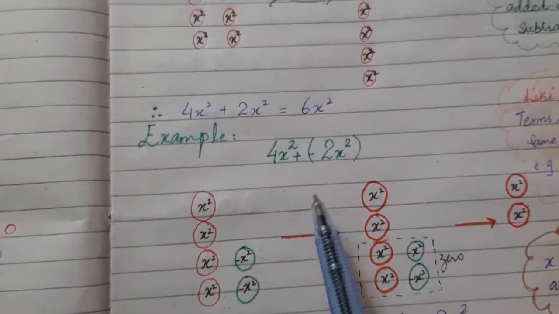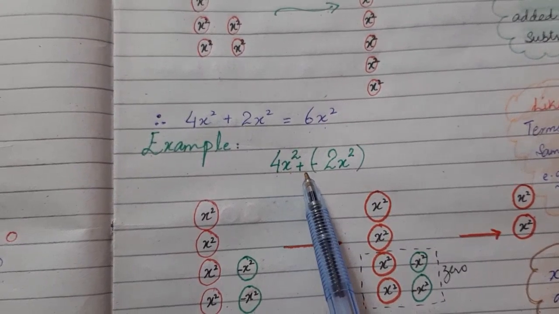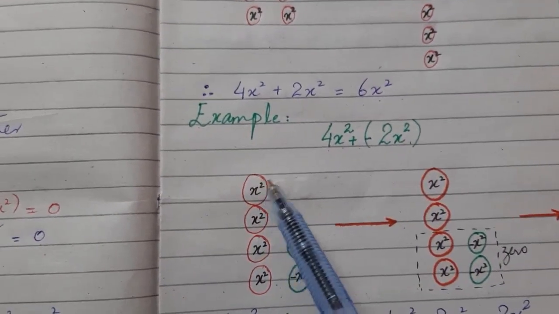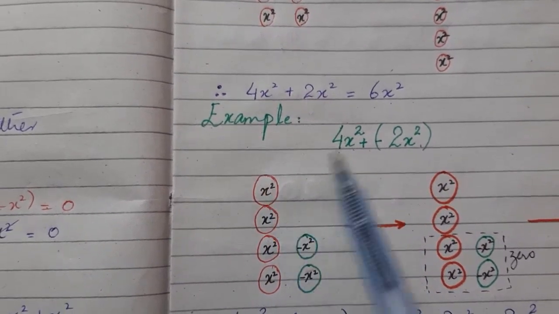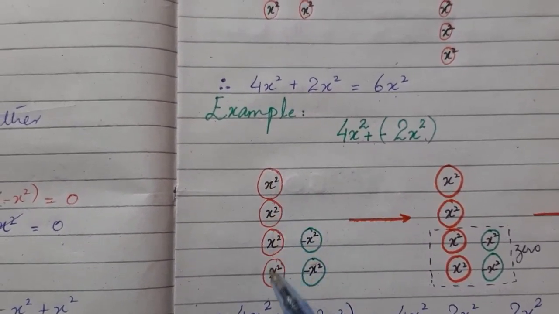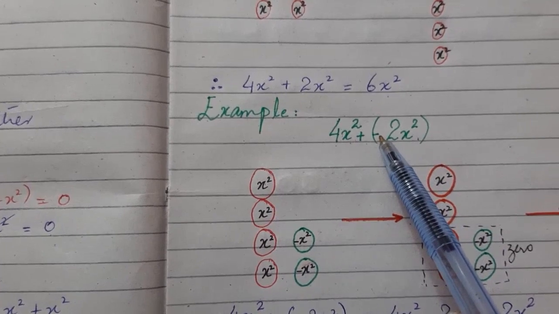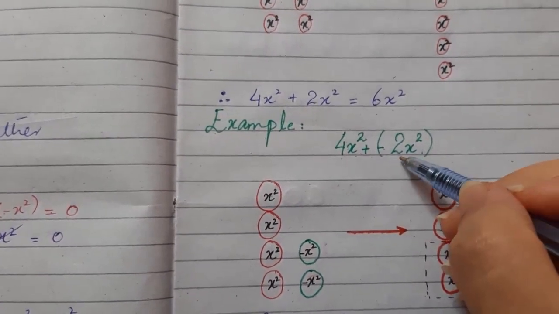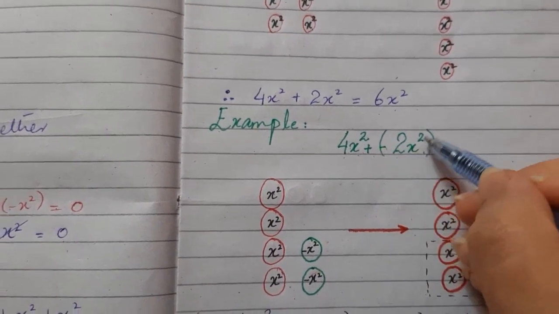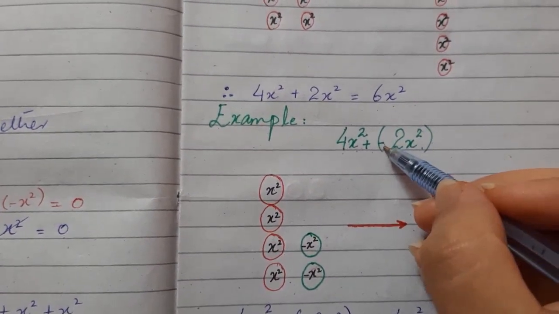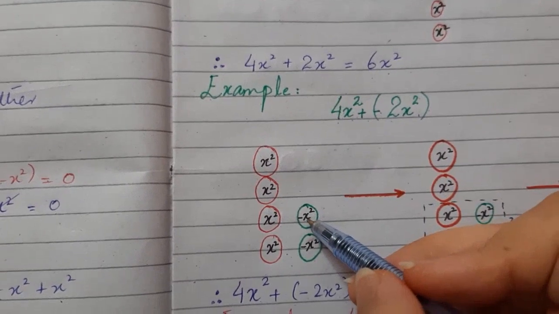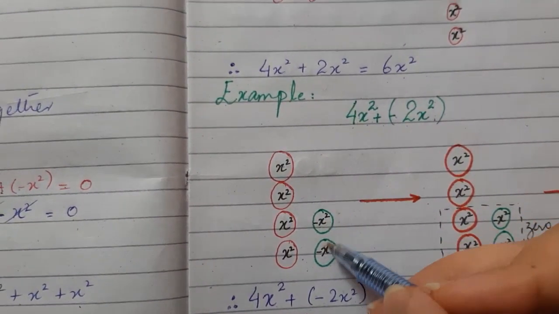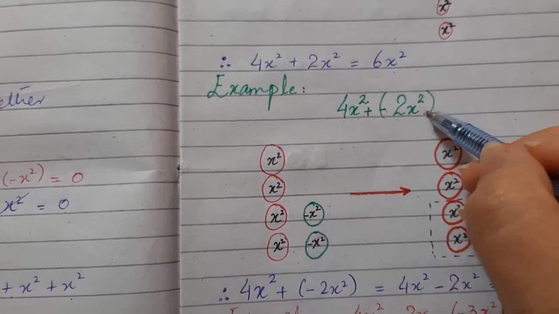Coming towards the other example, 4x square plus minus 2x square. It means that how many discs am I going to make for x square? 4. And the other expression is minus 2x square. It means I am going to make 2 minus x square discs. As here the sign is minus, I am going to mention minus x square and minus x square, and when you are going to add these two, you will get minus 2x square.